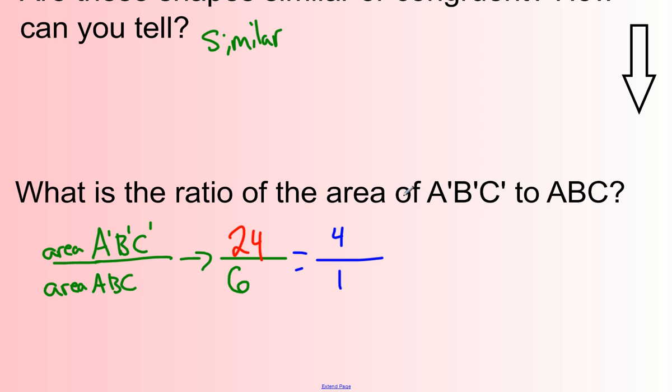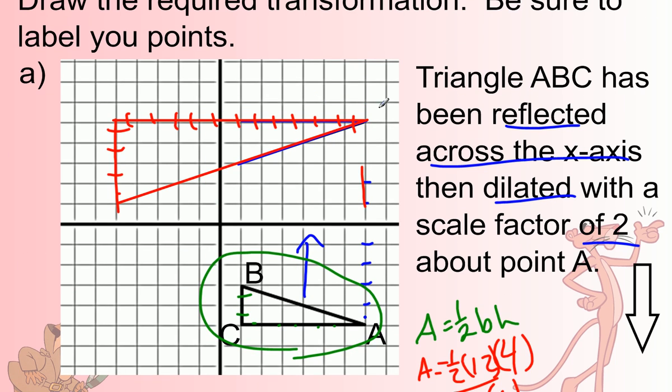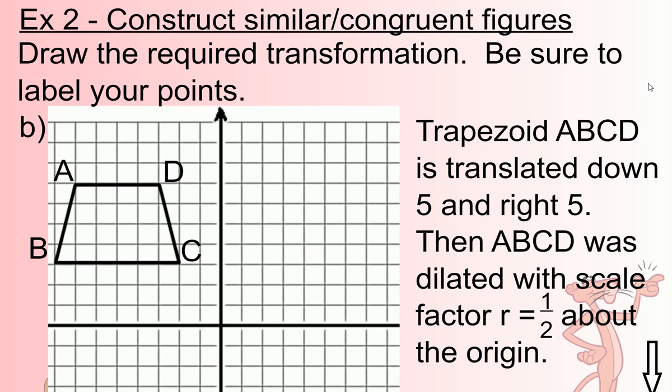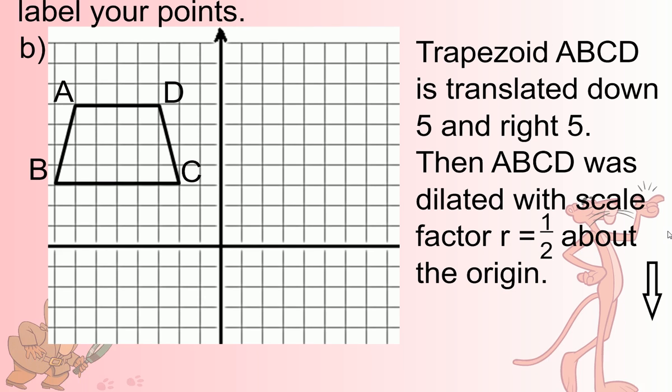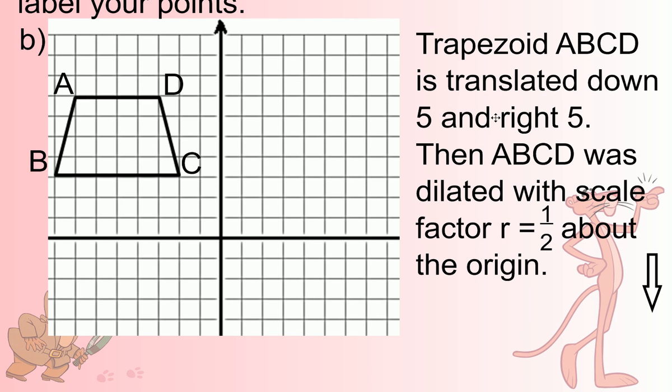What is the ratio of the area of this to that? 4 over 1. So the area of the new image is 4 times bigger than the area of the old image. Alright, so example 2. Construct similar or congruent figures, where again the directions say to draw the required transformation, and be sure to label your points. Trapezoid ABCD is translated down 5 and right 5. Then ABCD is dilated with a scale factor r equals 1/2 about the origin.